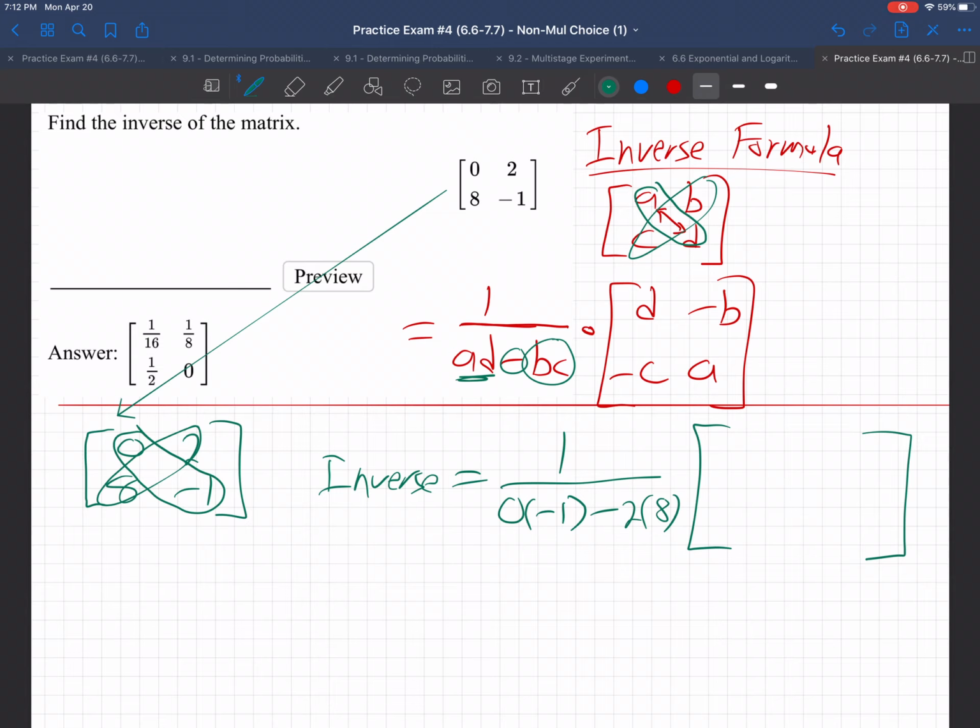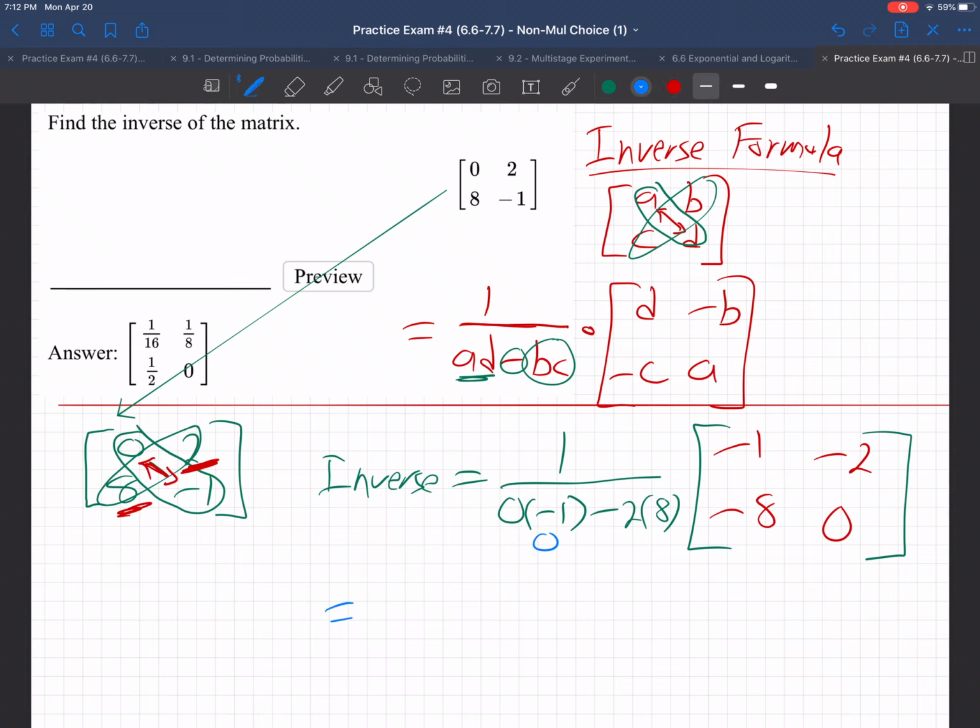What matrix? Well, you switch the main diagonal. So I'm going to switch these two. So negative 1 will go here, 0 will go here. And then I change the signs on the other two. So the 2 became negative 2, the 8 became negative 8. Do you see that? And so now, let's simplify that.